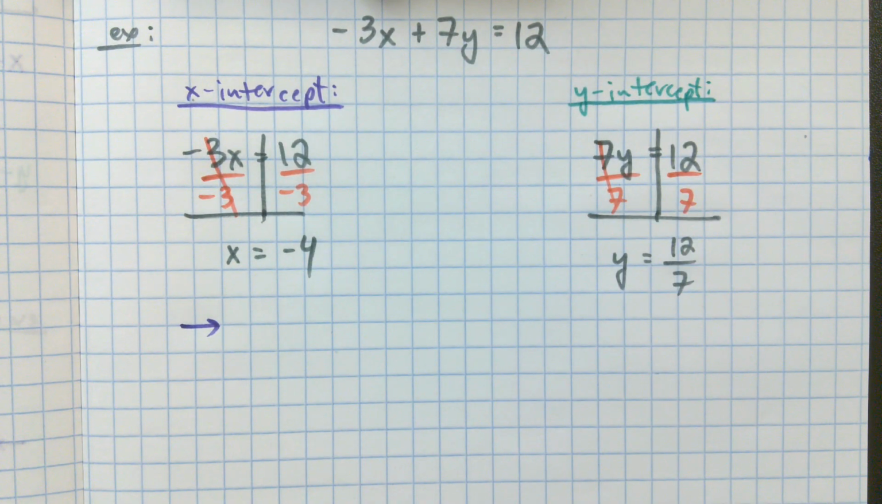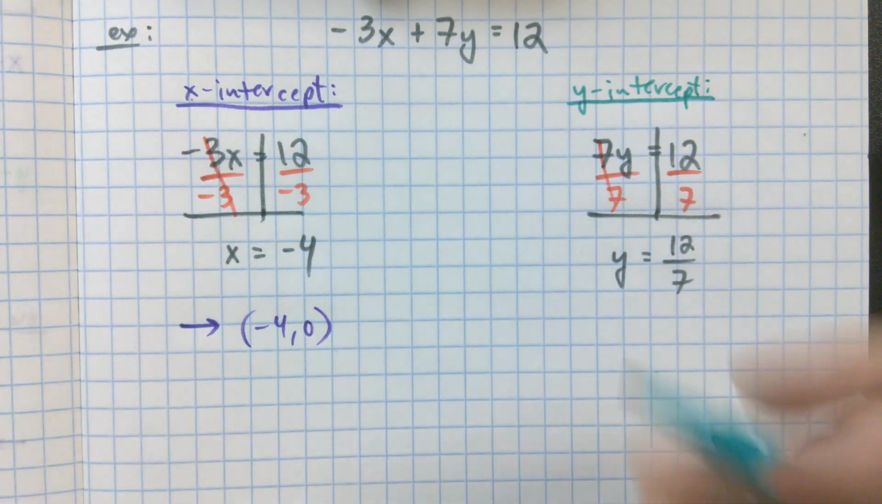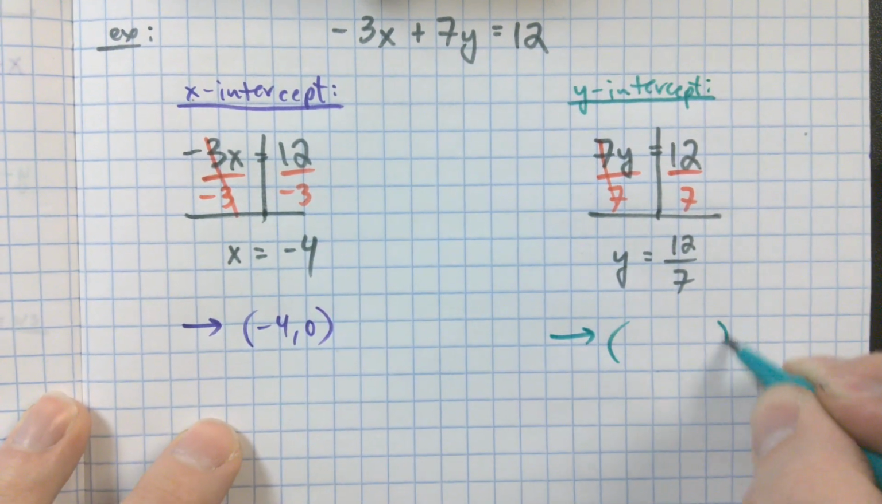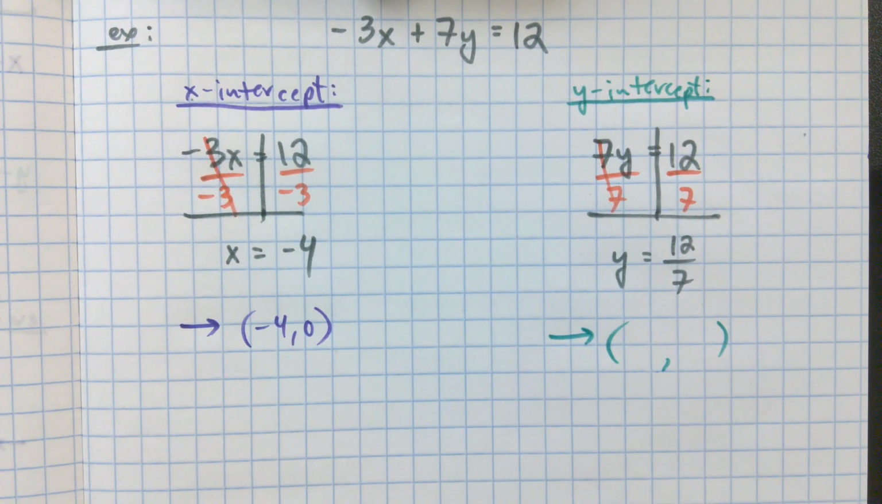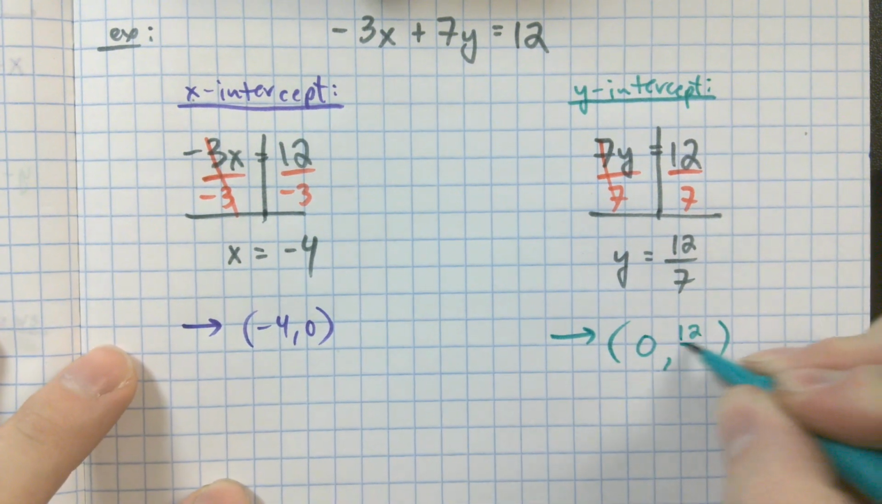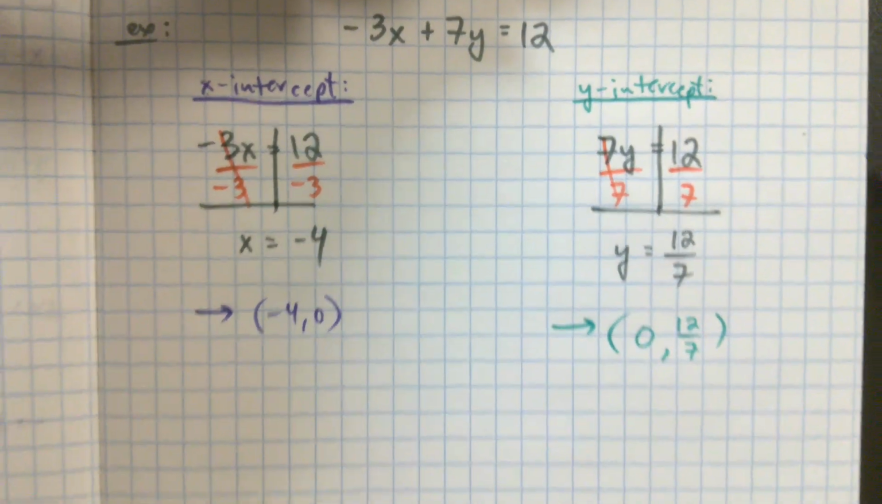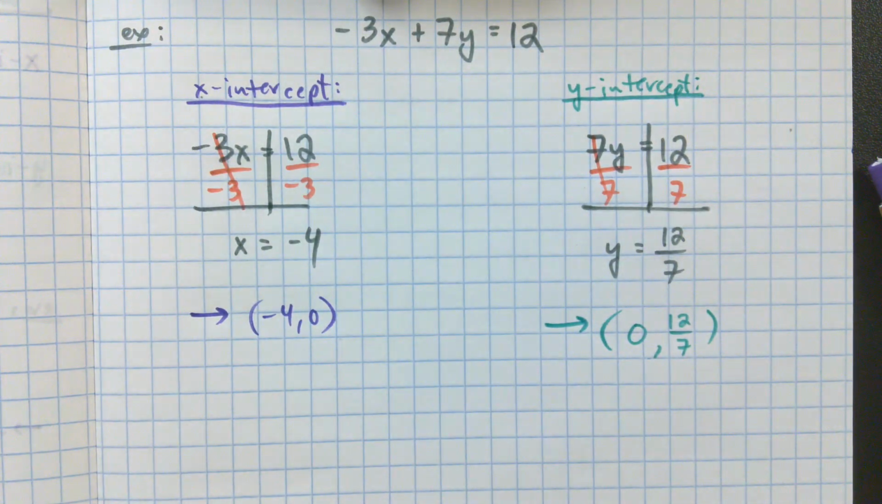So what would my coordinate pair look like for my x-intercept? Alex, what would it look like? Negative 4, 0. Perfect. And what would my coordinate pair look like for my y-intercept? 0, comma, 12 over 7. There we go. A lot easier that way, right?